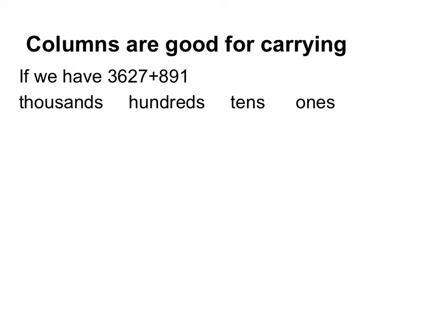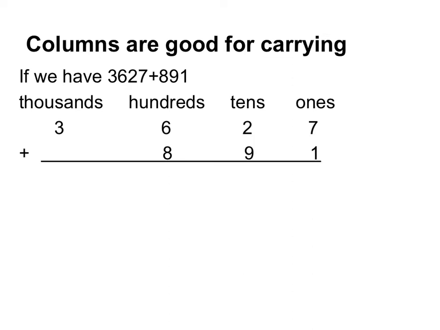Okay, columns can also be very helpful for carrying. Right? So let's say we have the example 3,627 plus 891. This time for columns, I need to go up to the thousands place because this 3 is in the thousands place. So I need thousands, hundreds, tens, ones, and then I'm going to fill in my 2 numbers. So 3 thousands, 6 hundreds, 2 tens, 7 ones, added to 8 hundreds, 9 tens, and 1 one. And now I will add. This gives me 8 ones, 11 tens, 14 hundreds, and 3 thousands.